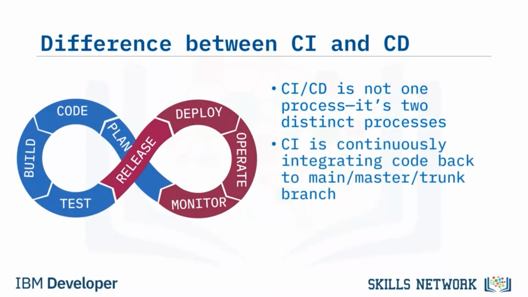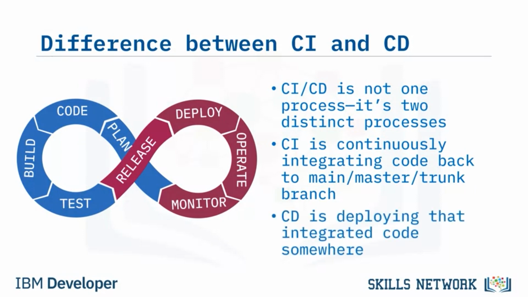Continuous integration is continuously integrating your code back into the main or master or trunk branch, so it shouldn't diverge too far before you merge changes back into the main branch to make sure that it works. You are continuously integrating your code with the main code base.